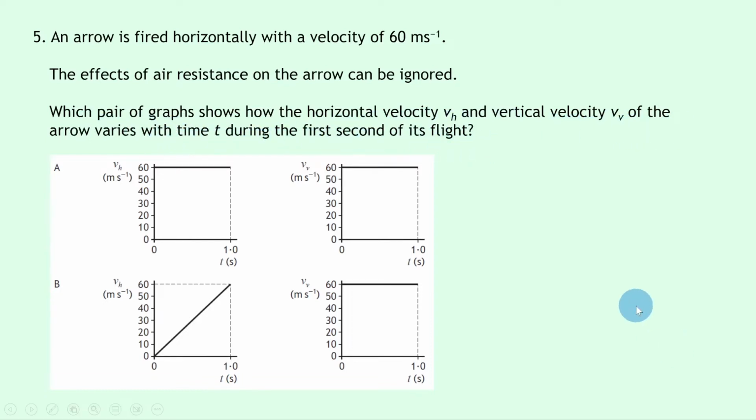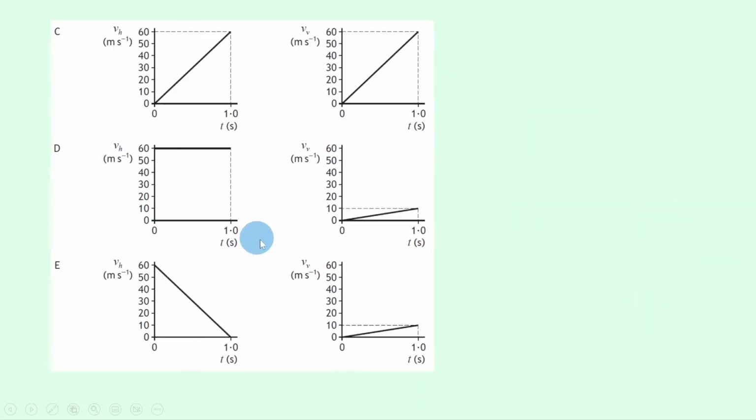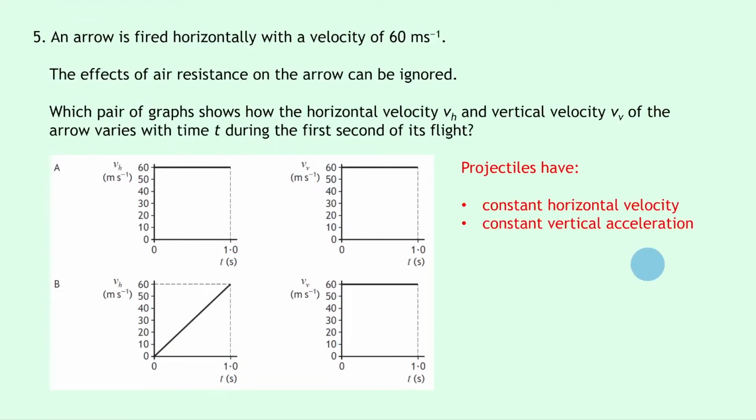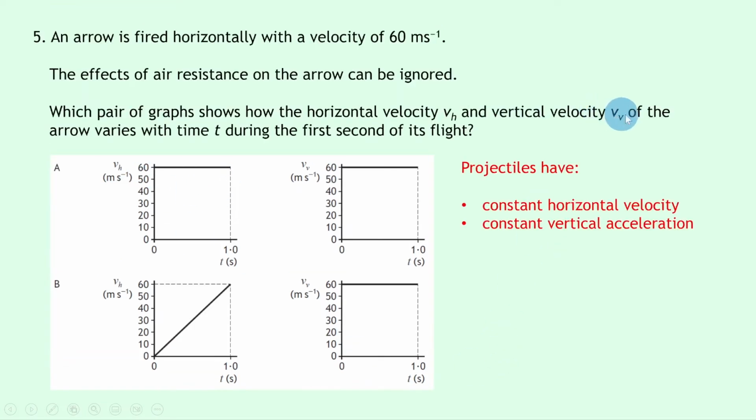Well, to answer this, we firstly need to remember that projectiles have both a constant horizontal velocity and a constant vertical acceleration. So that means for the graph of horizontal velocity against time, which is on the left hand side in each of these options here, we're looking for a graph that shows a constant velocity, which is just going to be a straight line going along the way. So that means our answer could be A, because we've got a straight line going along the way, or it could be D, because we've got a straight line going along the way for that one. But we need to see what the vertical velocity is going to do against time as well.